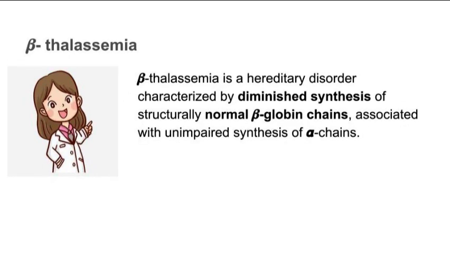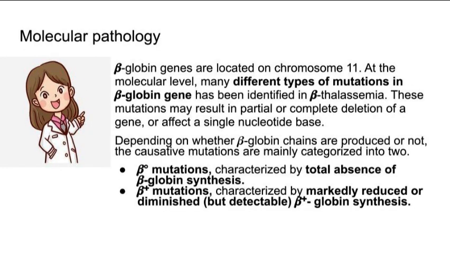Beta-thalassemia is a hereditary disorder characterized by diminished synthesis of structurally normal beta globin chains, associated with unimpaired synthesis of alpha chains. Molecular pathology of beta-thalassemia. Beta-globin genes are located on chromosome 11. At the molecular level, many different types of mutations in the beta-globin gene have been identified in beta-thalassemia. These mutations may result in partial or complete deletion of a gene or affect a single nucleotide base.